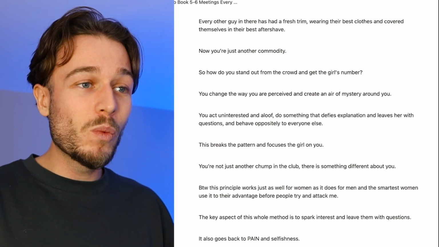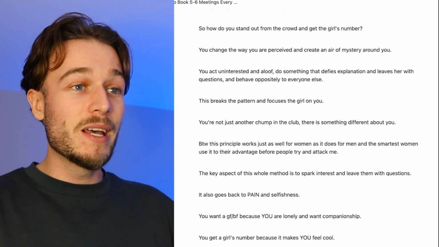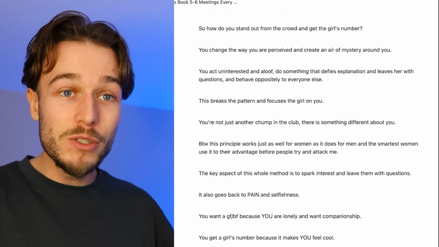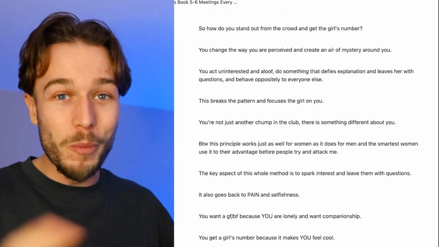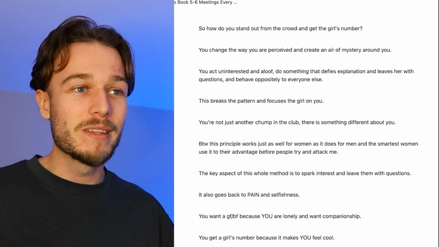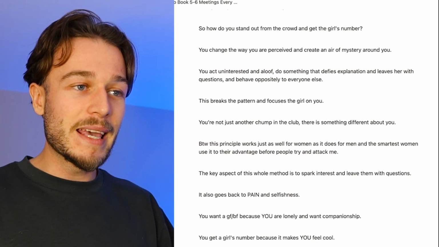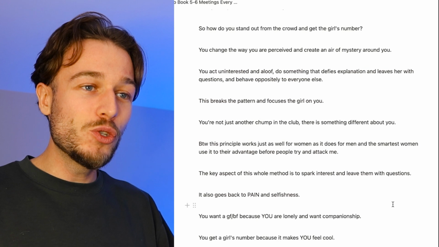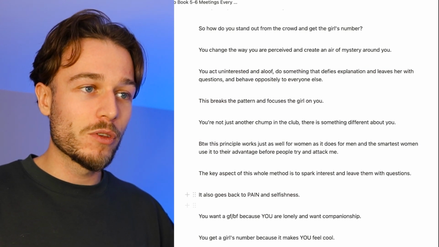And by the way, this principle works just as well for women, as I just mentioned, as it does for men. And the smartest women use it to their advantage. I say this before people try to attack me for being sexist or anything like that, okay? The key aspect of this whole method is to spark interest and leave them with questions.